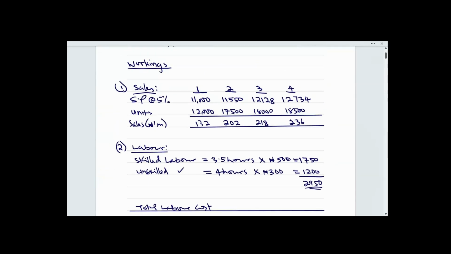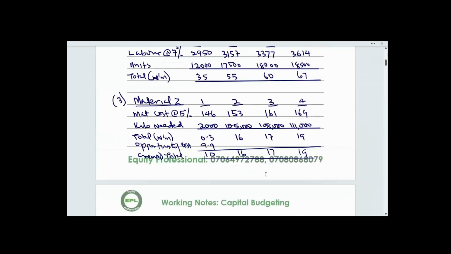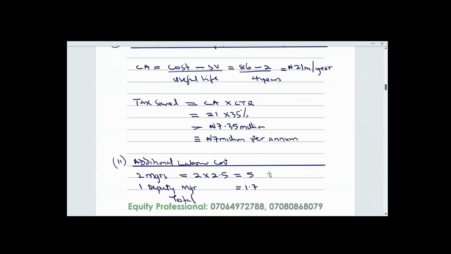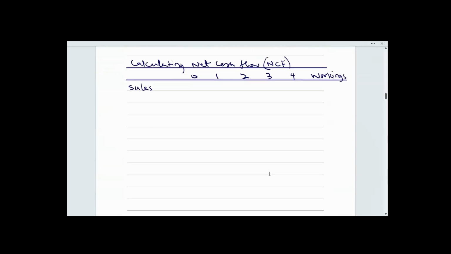132,202. Give me for year 3 and 4. 218 and 236. So this is working number 1.